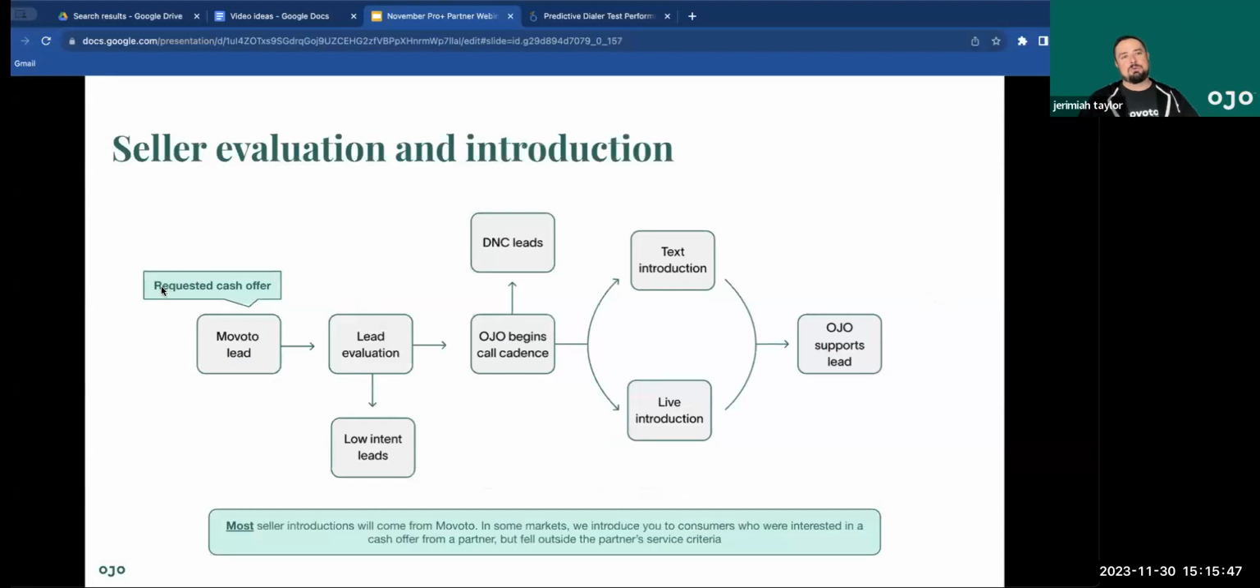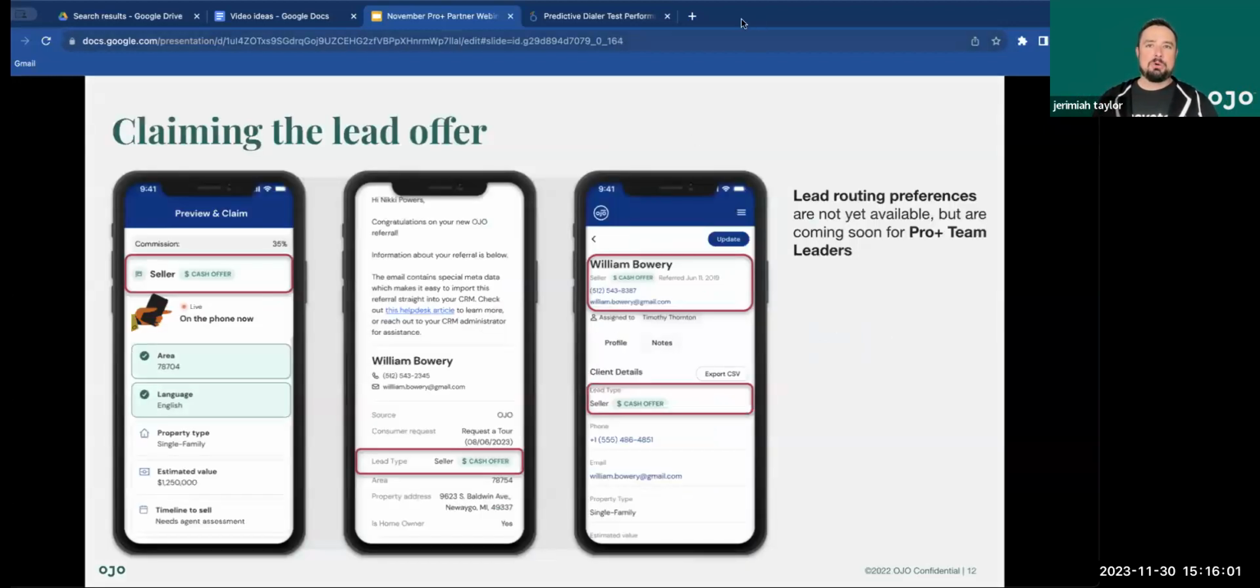And so to help you understand, they're going to request a cash offer. They'll go through the same phone calling and vetting. They'll get introduced to you. Some will be live, some will be non-live, and we will still do the concierge activities on the back end. The way you'll know it's a cash offer is when the lead comes in. Thanks, Chris, for clarifying. CTA equals call to action. When the lead comes in, it will say cash offer at the top, lead type, seller, cash offer. Under their name, it'll say cash offer. So you see, we put it several places so you know.